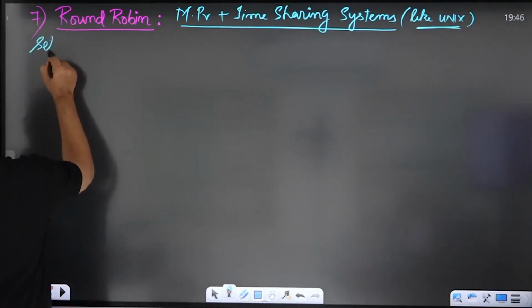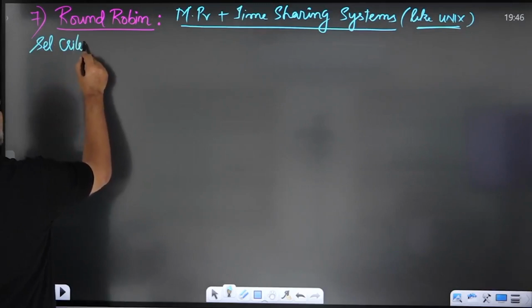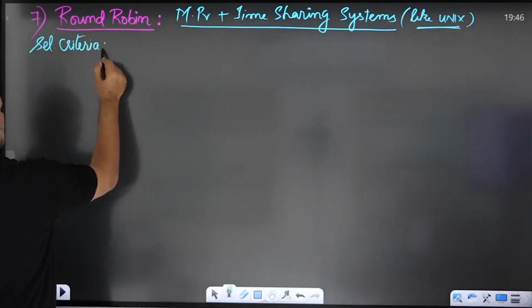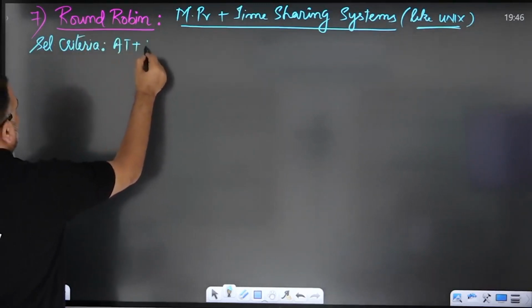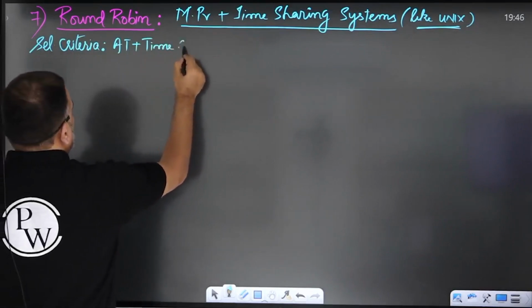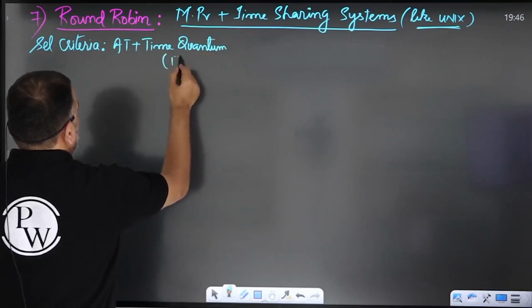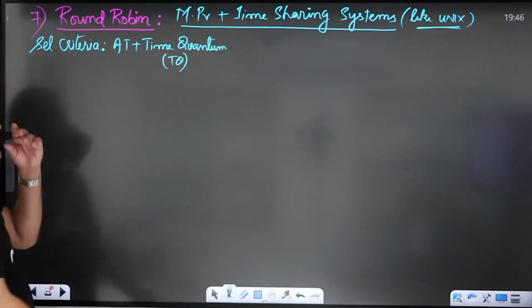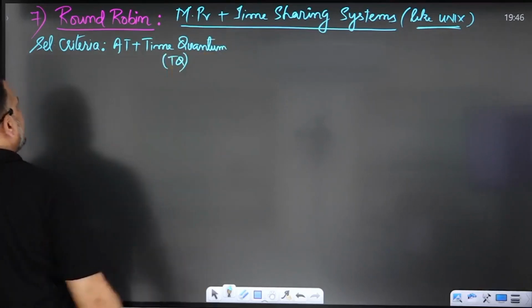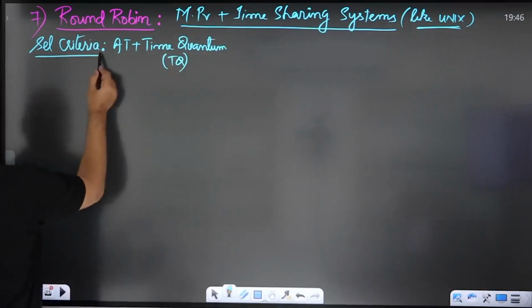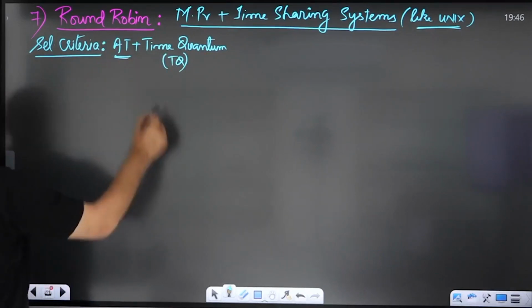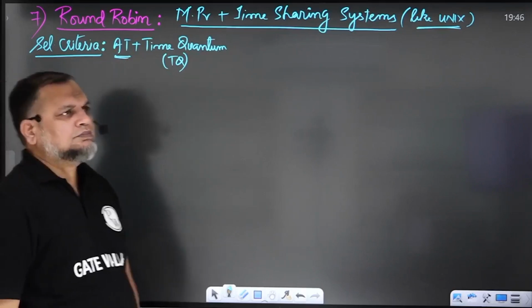Selection criteria is arrival time plus time quantum. We write it in short as TQ. Some people say time quantum, some people say time slice. Both are the same. Selection criteria means the processes are maintained in first in, first out order, right?